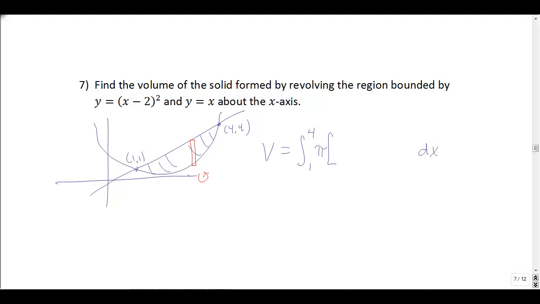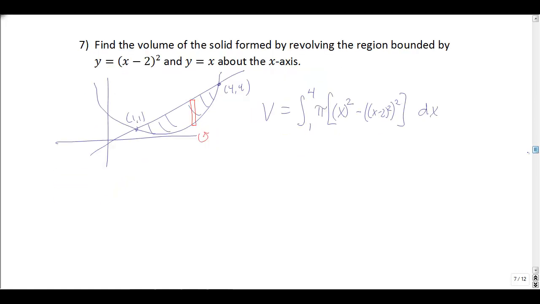The outer radius is the distance from the axis of revolution, the x-axis, up to our top function, which is x. So that's just x squared. I'll put that in parentheses to emphasize it's the function squared. Then I subtract the inner radius, which is (x minus 2) squared, and then I have to square that. That's really all I get for the washer, and it's a matter of evaluating that integral. So I'm going to get pi times the integral from 1 to 4 of x squared minus (x minus 2) to the 4th dx.